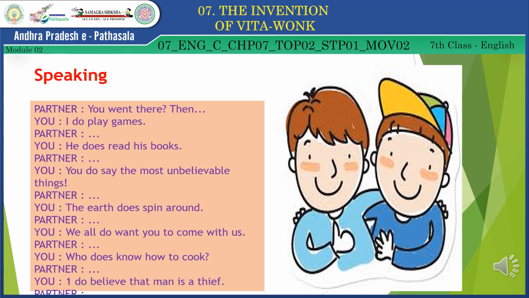You: We all do want you to come with us. Partner: You want me to come with you? Why did you guys not call me earlier? You: Who does know how to cook? Partner: I do not, but can't say about my elder sister. I think she knows how to cook. You: I do believe that man is a thief. Partner: You believe that man is a thief.